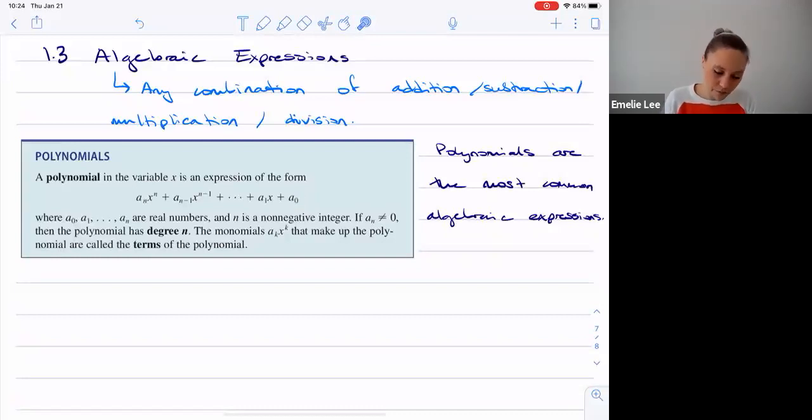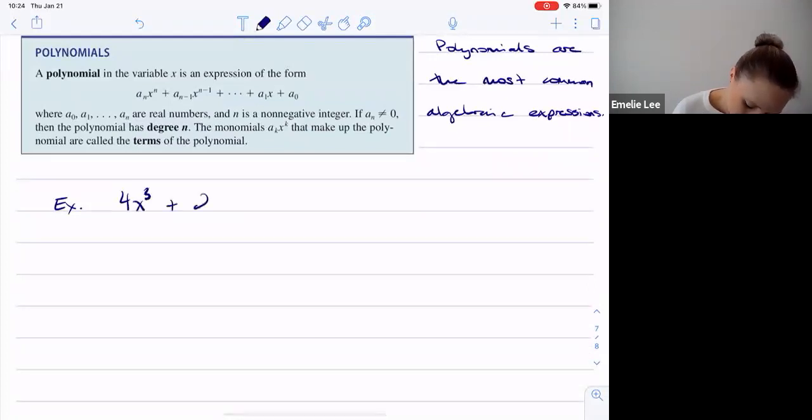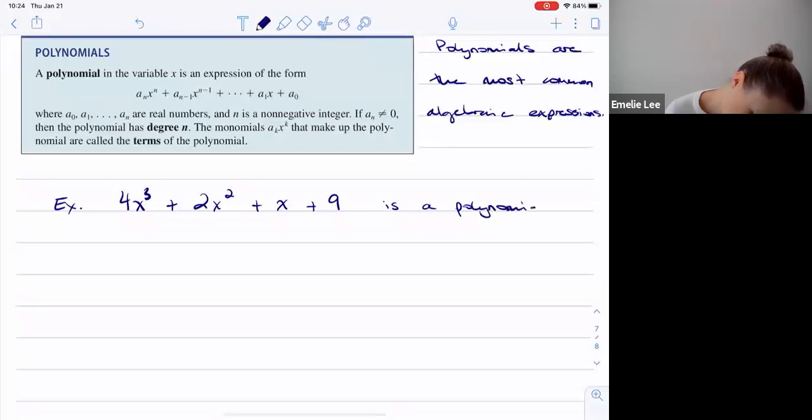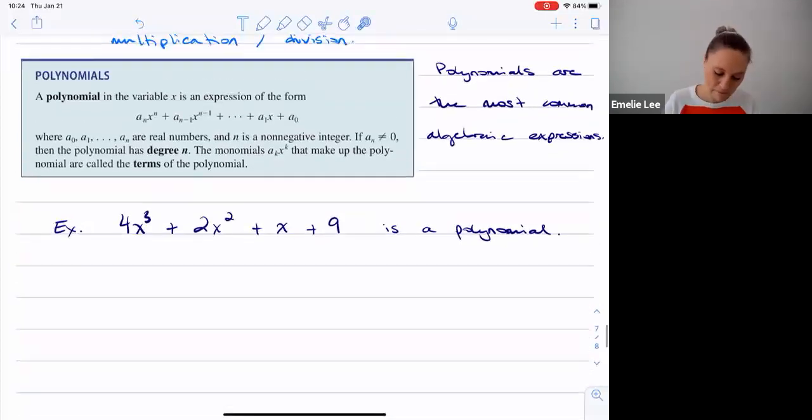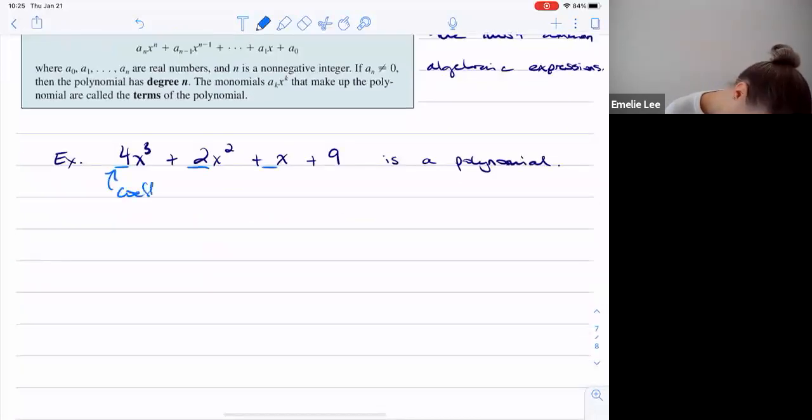Okay. So for example, 4x to the 3 plus 2x squared plus x plus 9 is a polynomial. So you've got x, x, x, and then each x has some unique power, right? So once you've collected like terms and you've simplified, then each x has its own unique power. And there can be cases where you might not have an x squared, then technically the coefficient would be zero, right? So each of these has a coefficient. Coefficients.